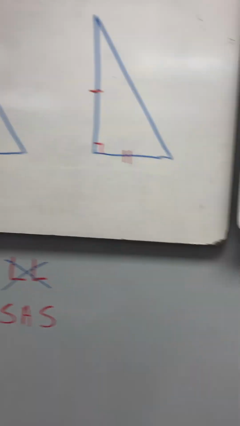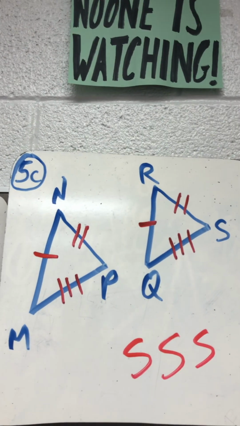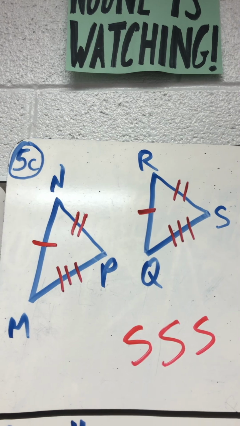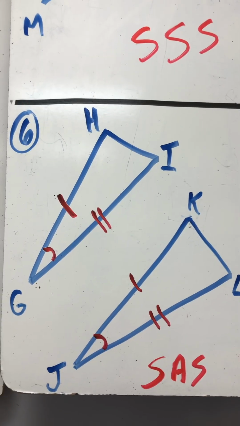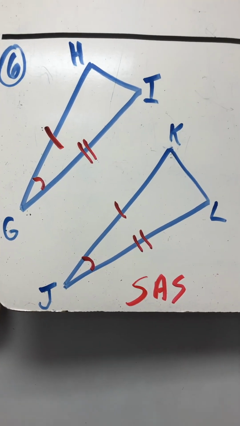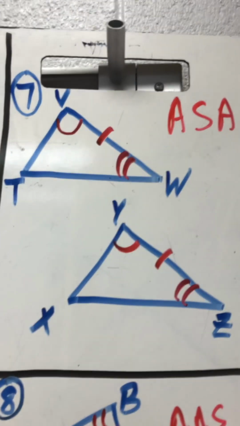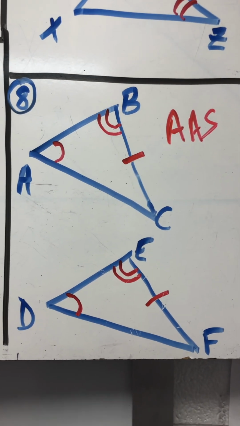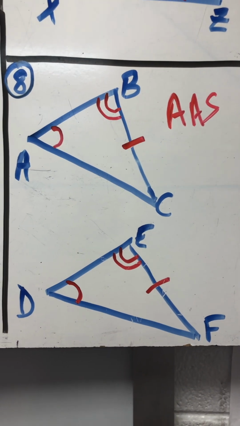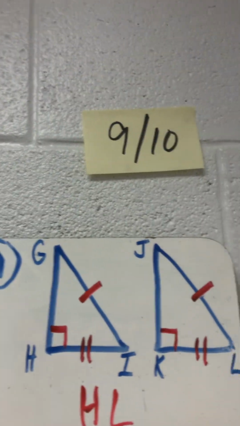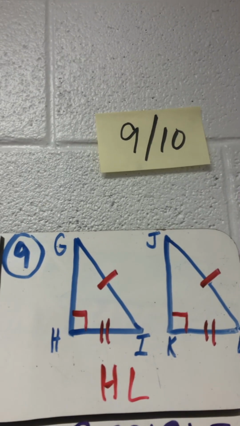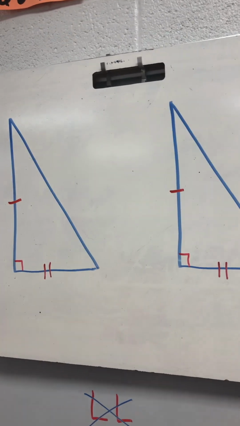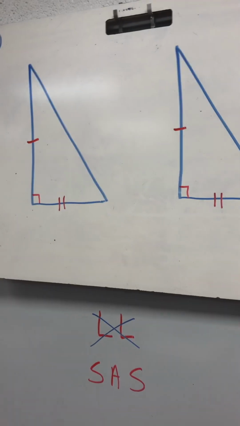So, quick review. This would be side, side, side. Right? This would be side, angle, side. This would be angle, side, angle. This would be angle, angle, side. This would be hypotenuse leg. This is, of course, not leg leg in Delta Math, but side, angle, side.